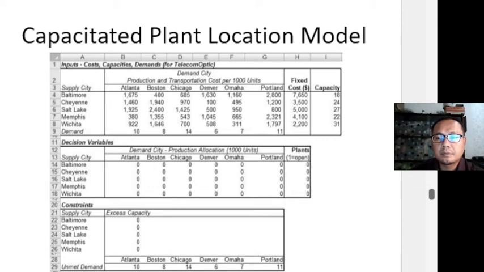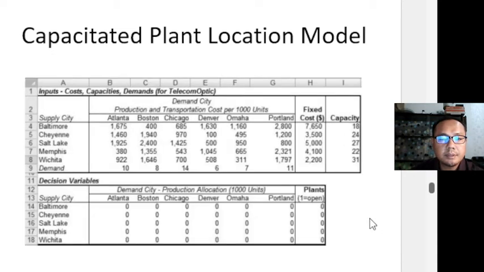So as you can see from this figure 5.9, this is the first step in setting up the solver model. It is to enter the cost, demand and capacity information, as shown in this figure 5.9.